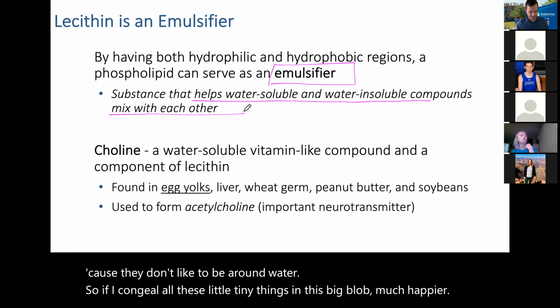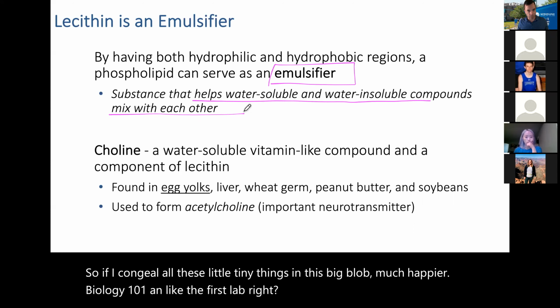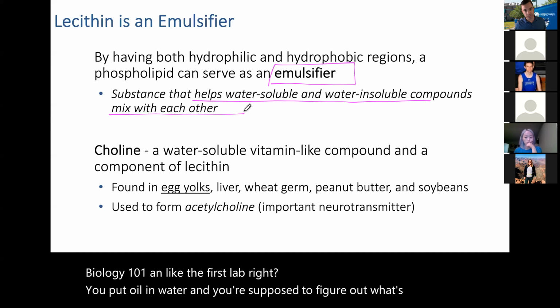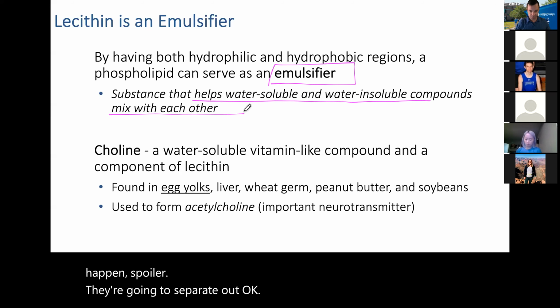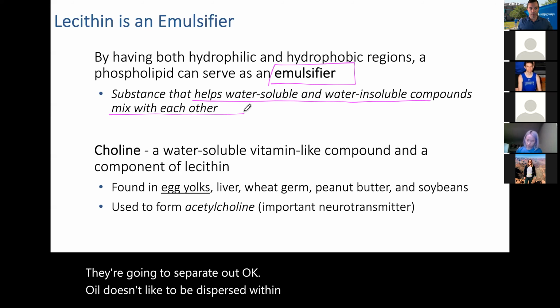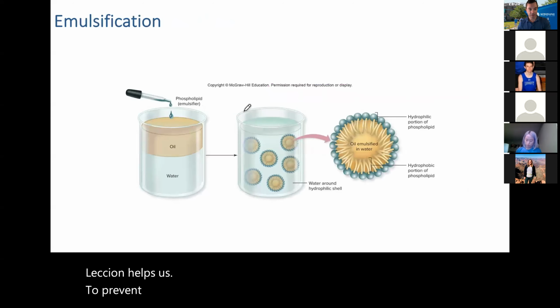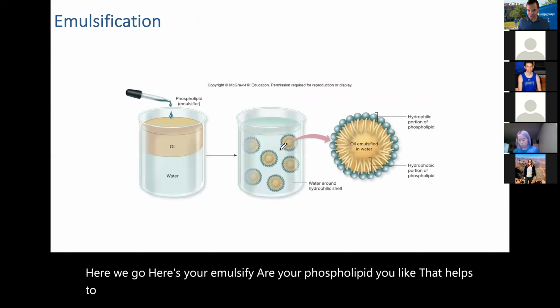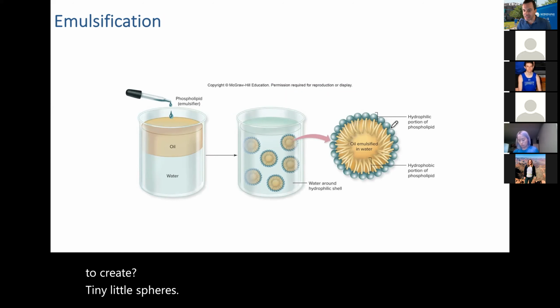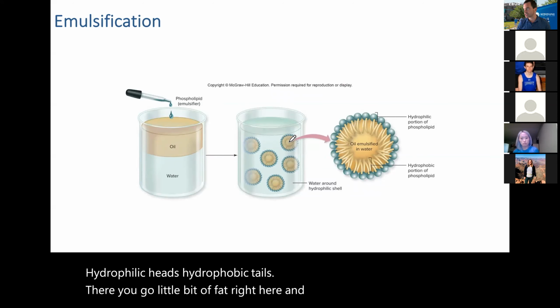Biology 101 in the first lab, right? You put oil in water and you're supposed to figure out what's going to happen. Spoiler, they're going to separate out. Oil doesn't like to be dispersed within water. It separates. Lecithin helps us to prevent that. Let me just go over here. Here's your emulsifier, your phospholipid, your lecithin. It helps to create tiny little spheres. Hydrophilic heads, hydrophobic tails. There you go. Little bit of fat right here. And now I can have these two things coexist together.